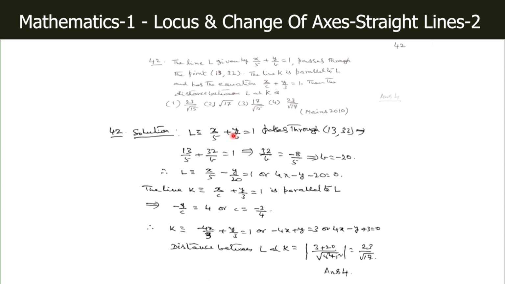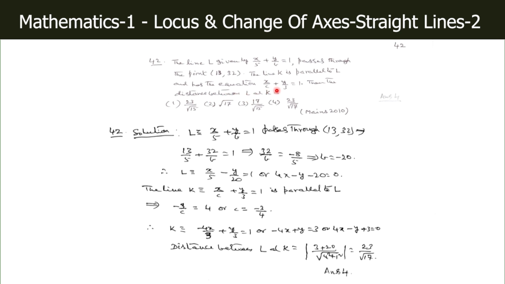Next problem: the line L given by x by 5 plus y by b is equal to 1 passes through the point (13,32). The line K is parallel to L and has the equation x by c plus y by 3 is equal to 1. Then find the distance between the lines L and K.